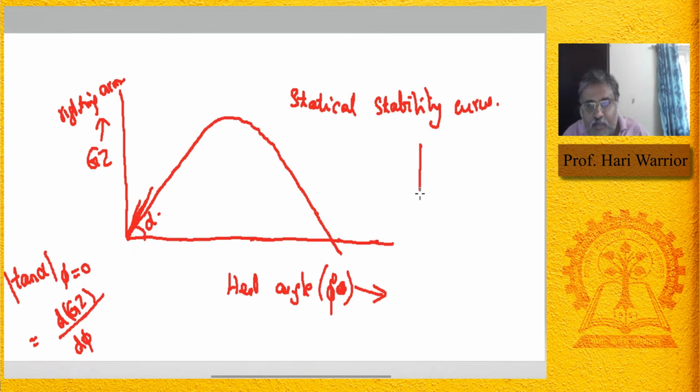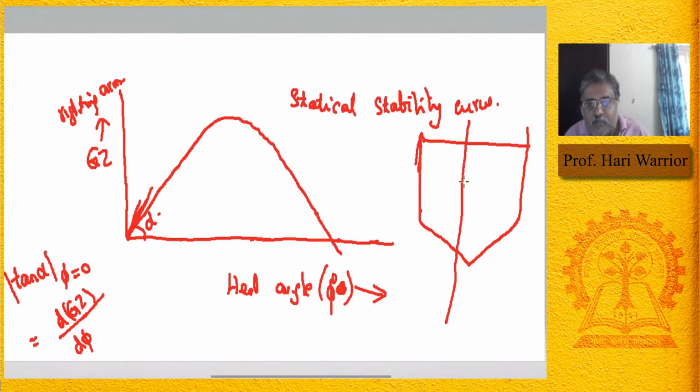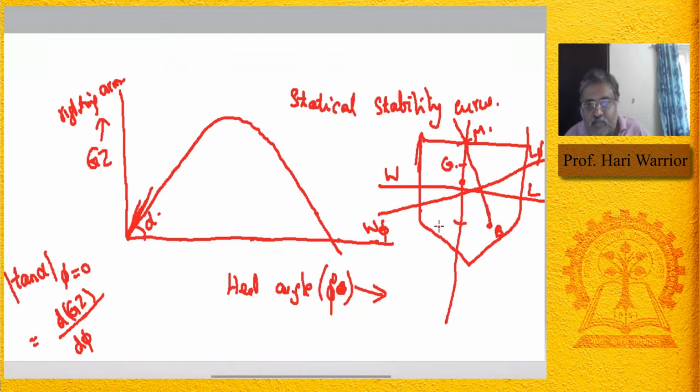Let's look at this figure, the same figure that I drew last time. One simple thing comes up there. This is the vertical. This is the initial water line, WL. This is the final water line, W5 L5. The B went to here. From B I draw a perpendicular. It hits here at the metacenter M. Here you have G. Here you have B0. This is B5.